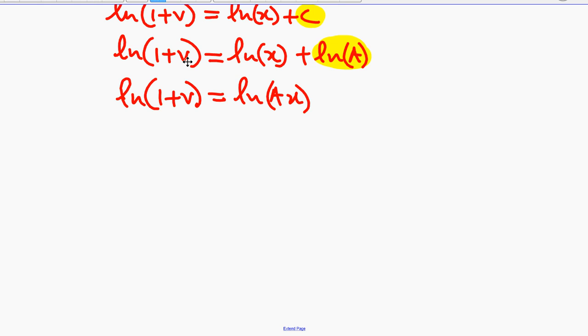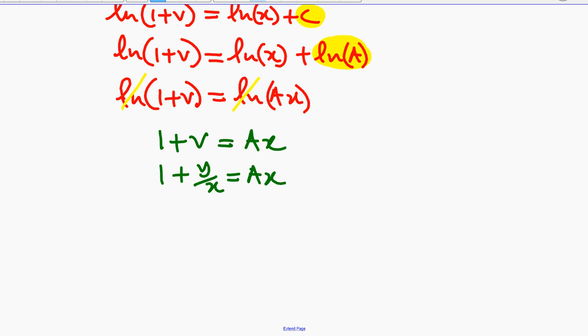That was the whole idea of writing in terms of logarithms. Anyway, I can cancel out the logarithms, so I end up with a simpler equation without logarithms. And now I can plug in y over x in place of v. So 1 plus y over x is equal to ax. Then I can multiply both sides by x, so x plus y is equal to ax squared, which means that y is equal to ax squared minus x.